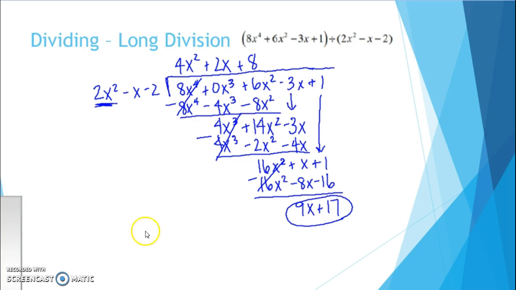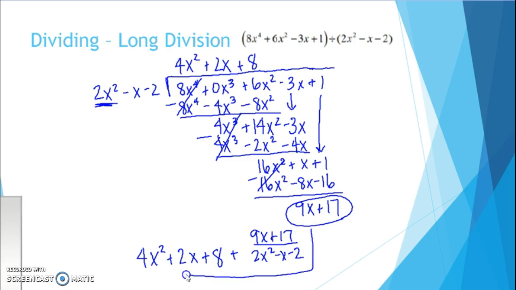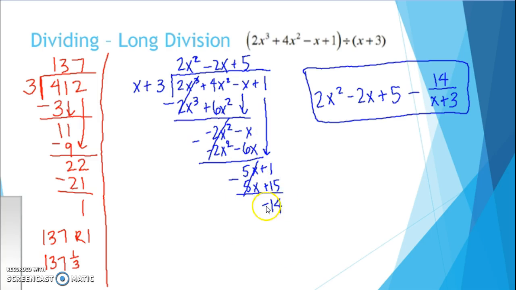So the way we write our answer is 4x squared plus 2x plus 8. And then I'm going to add in my remainder, so I'm going to add 9x plus 17 over whatever I divided by. So 2x squared minus x minus 2. And that's my final answer. Right, we always add the remainder, but in the example we just did, my remainder was negative, so that became a minus sign instead of an add sign.